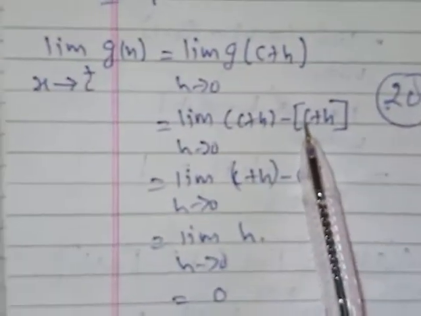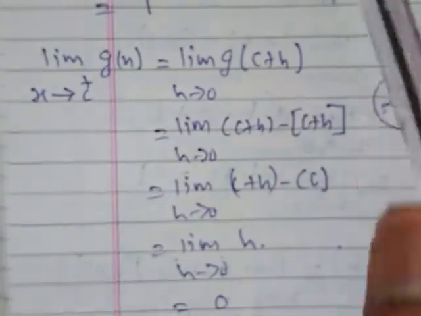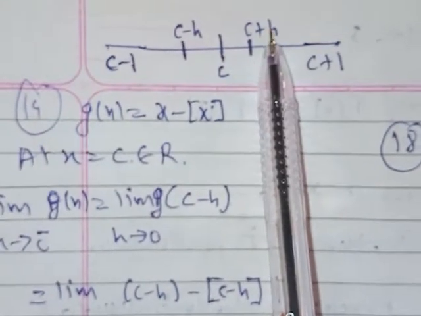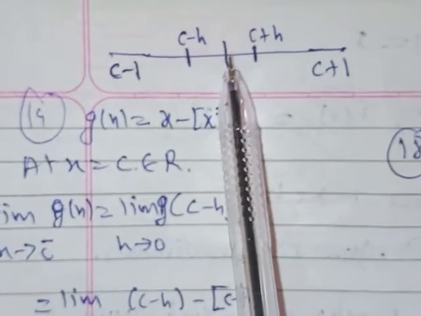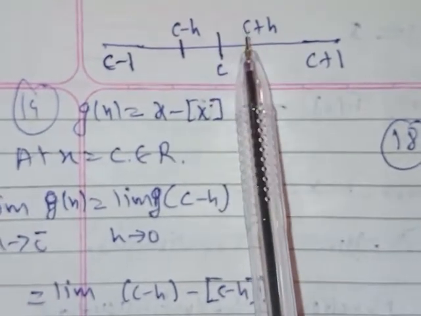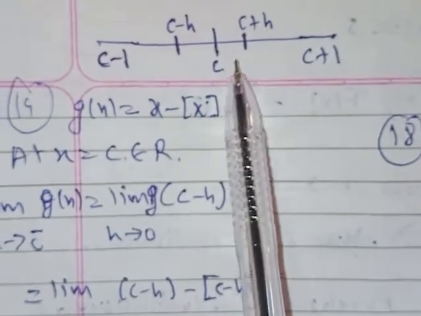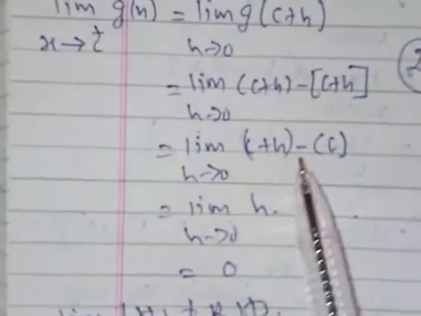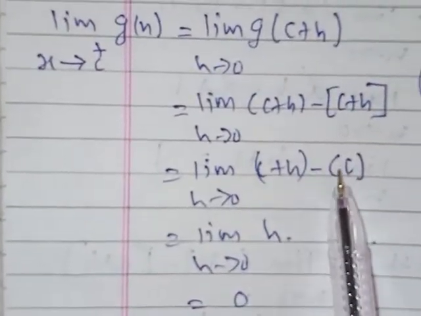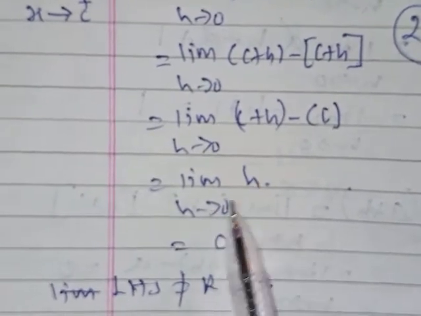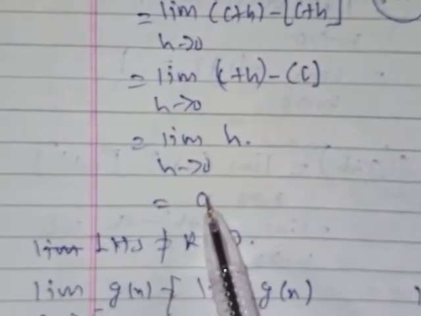What will be the value of the greatest integer of c plus h? What is the left hand side of c plus h? The left hand side of c plus h is c. So the greatest integer less than or equal to c plus h will be c. If you open the bracket, c and c will cancel out. So limit h tends to 0 is equal to h. So if you put h equal to 0, then it is equal to 0.